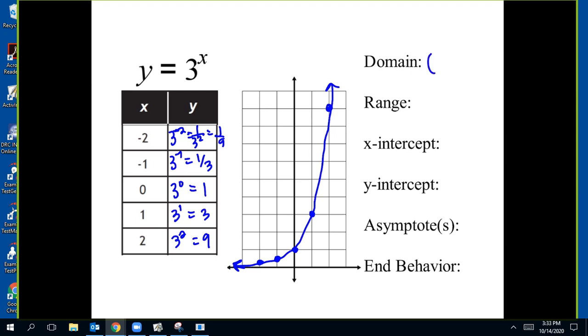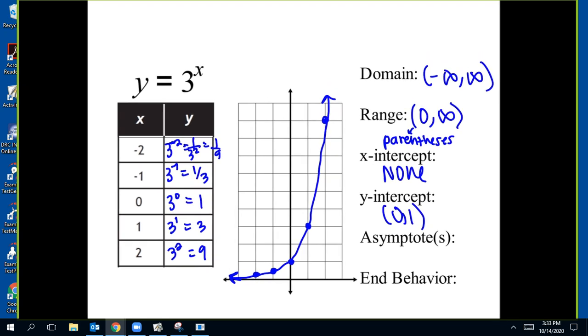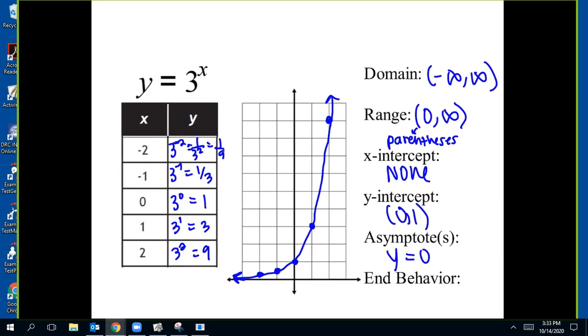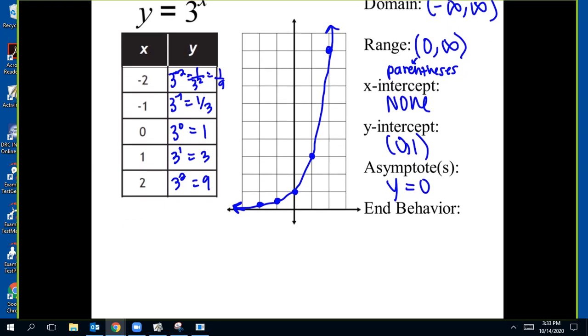You can plug any value in, but you will only get positive values out, and you'll never actually touch 0. So make sure you notice that that's a parenthesis, not a bracket. Because it never touches 0, there is no x-intercept. The y-intercept is 0, 1. There's a horizontal asymptote at y equals 0. And then we'll do some end behavior.